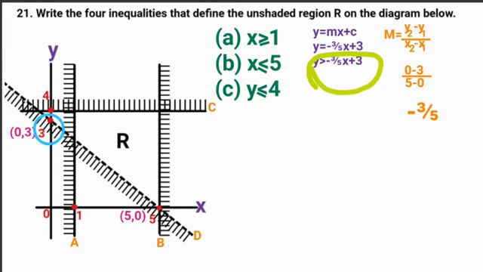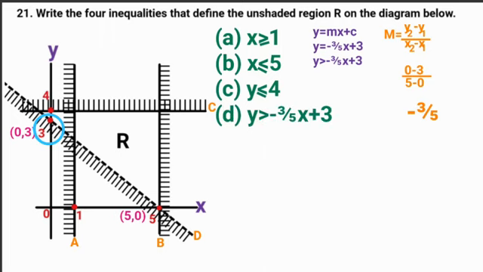Once we have come up with that, we can now write the answer. We can say D is y is greater than negative 3 over 5x plus 3. That is the fourth inequality. So if you have got questions, like I said earlier on, you can ask in the comment section, but otherwise that is how you find the inequalities that define an unshaded area, like the one in the diagram.